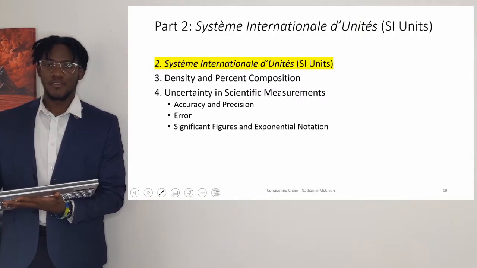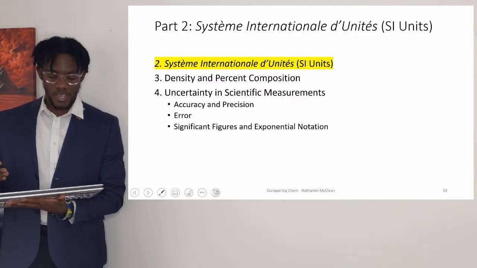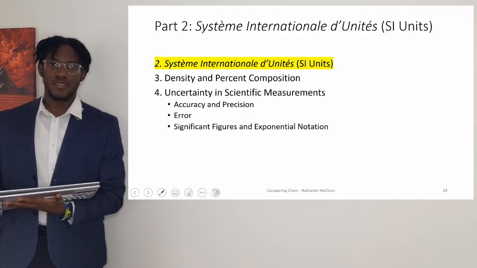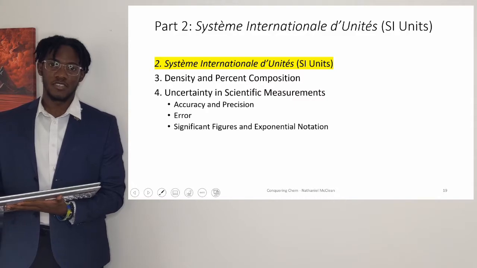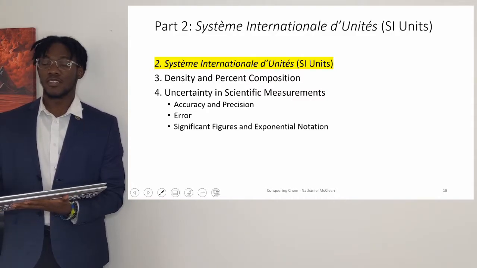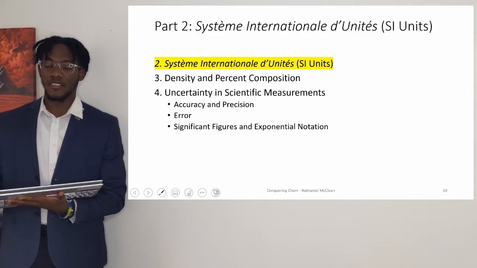In the last video, we talked about matter and its properties and its classifications as well. In this video, we'll be talking about SI units, and in the following video, we'll be talking about density and percent composition. I'll leave the links to all of those videos in the description in case you need to skip around for any topic that you're interested in at this time.